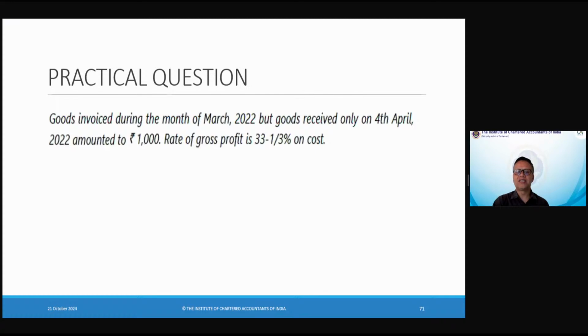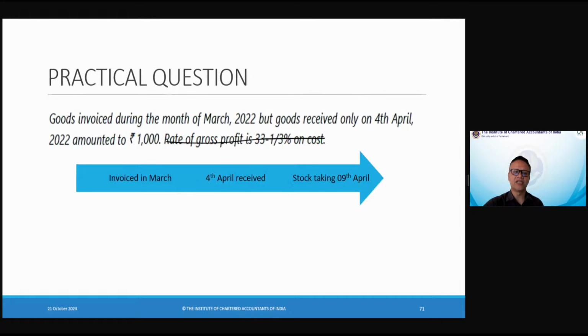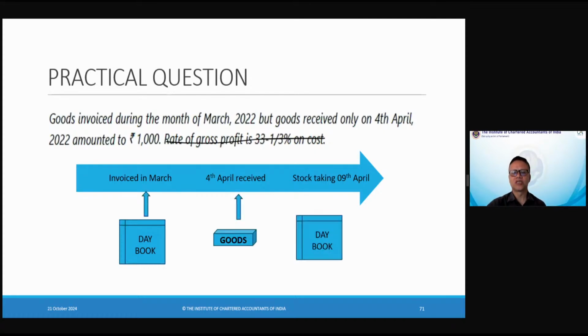Now what we see is goods which are invoiced during the month of March but received only on 4th April amounted to 1,000, and the rate of gross profit is given, which is not required. We have already calculated it. So invoice in March, get in a day book for the purchase. 4th April, you receive the goods, and then you have your stock taken. Now that value amounted to 1,000.